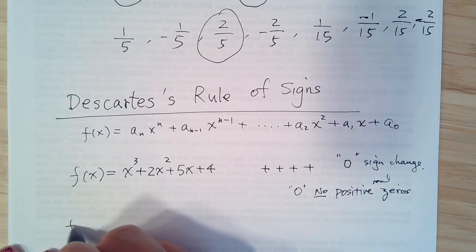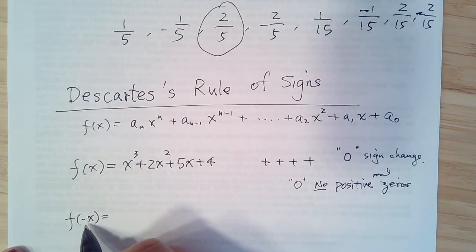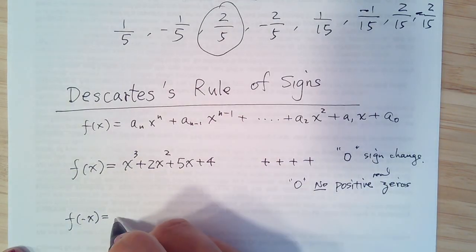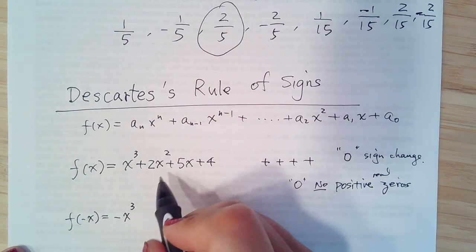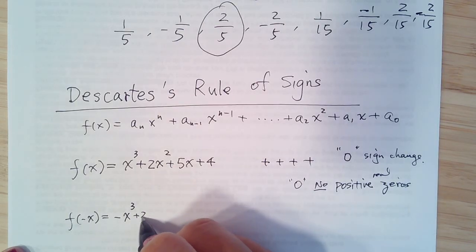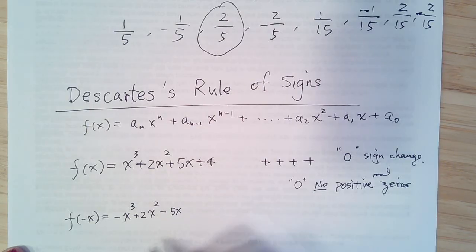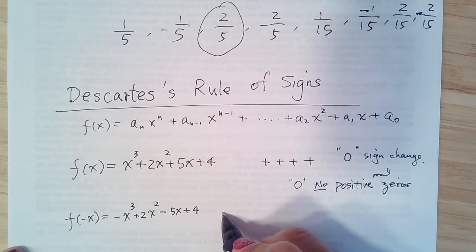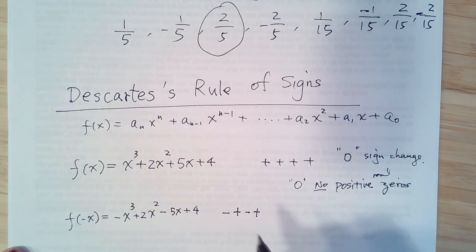And then you have to put in f of negative x. So if you plug in negative x here, negative x cubed is negative x cubed, isn't it? Because negative, negative, negative, 3 times, is negative. But here, negative x squared is also x squared, so you go plus 2x squared. And here becomes negative 5x. Remember, you plug in negative x, and a plus 4. Now tell me the signs.